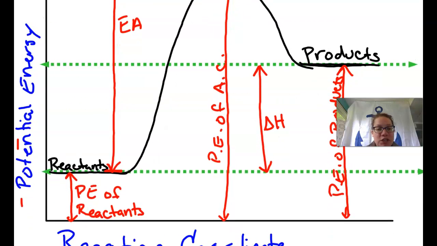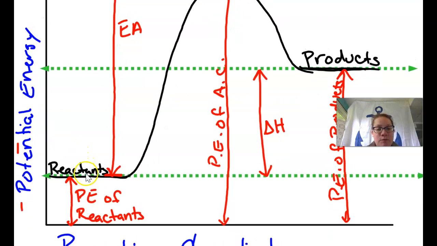So what you should see here is that the potential energy of the reactants is less than the potential energy of the product. So when you take the potential energy of your products and you subtract the potential energy of the reactants, your delta H here is a positive value. To go from the reactants up to the products, the substance needs to gain energy.